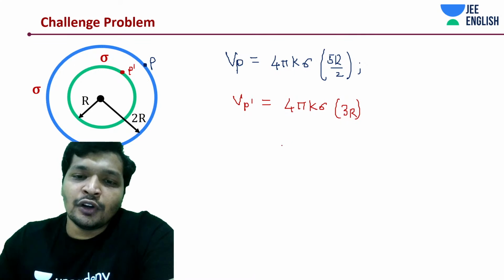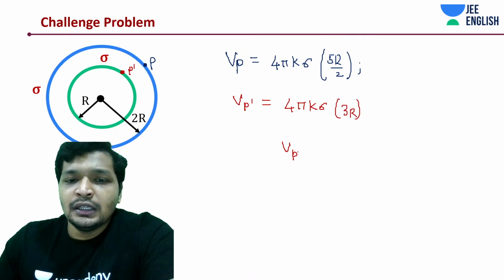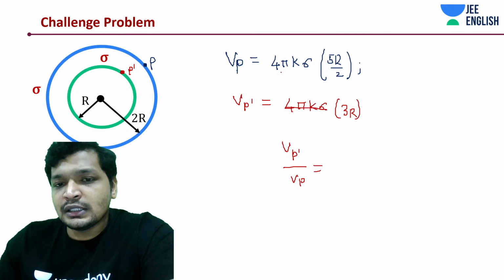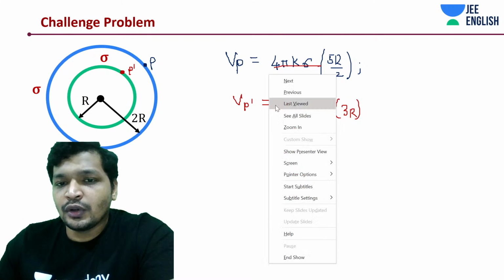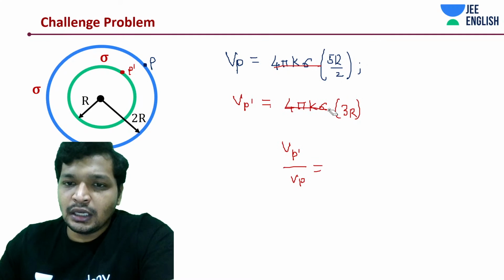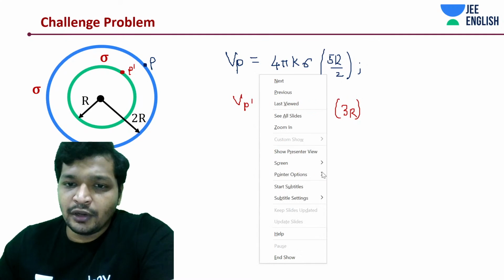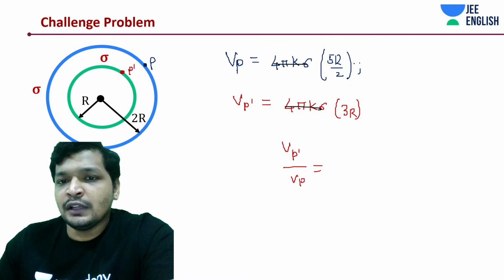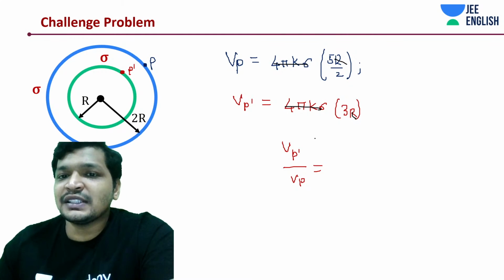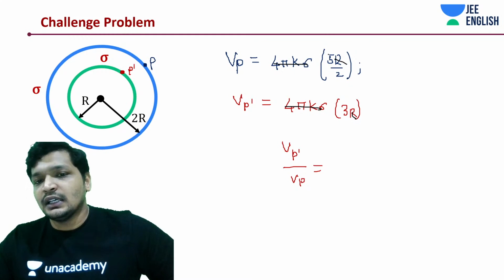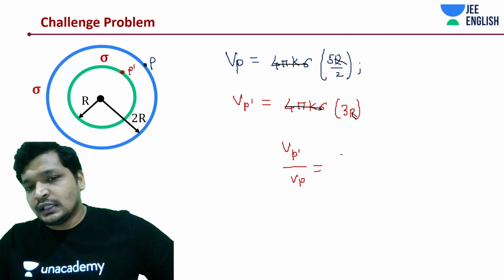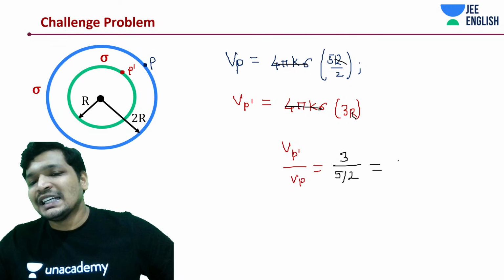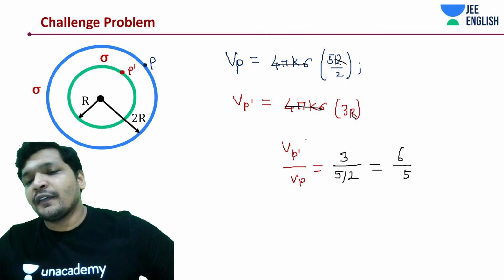Right, take a ratio of them. VP dash divided by VP. How much do you get? This gets cancelled out. Okay, let me do it with some kind of color. So this would get cancelled out. What is left over? RR gets cancelled out. We have a very interesting result. I'm going to write it down. 3 divided by 5 by 2. What is it? 6 by 5.